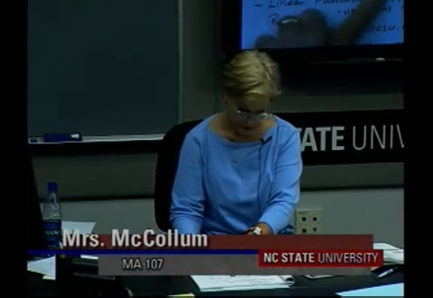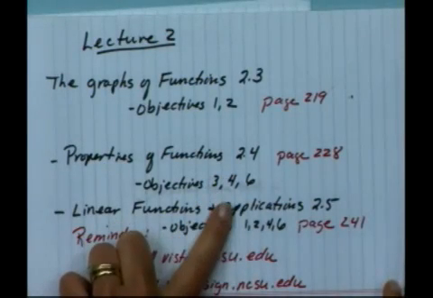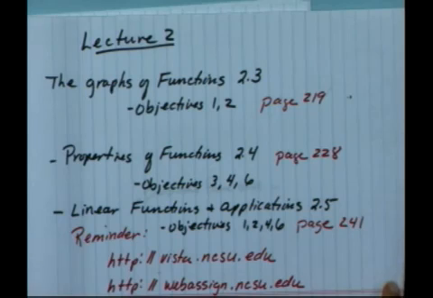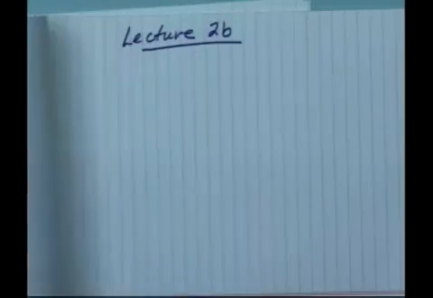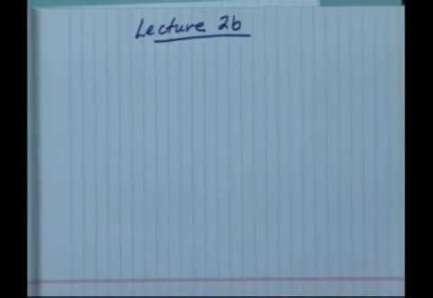Okay, we're continuing with lecture 2, so we're just going to call this lecture 2B. We didn't finish all of our topics earlier. We're in section 2.4. At the end of the last tape, we had looked at preparing for the section. So we're all prepared for section 2.4, and now we're going to look at objectives 3, 4, and 6. A lot of this has to do with vocabulary. And then we're going to move on into section 2.5, I hope, linear functions and their applications. All right, so for lecture 2B, we're going to work on some vocabulary.